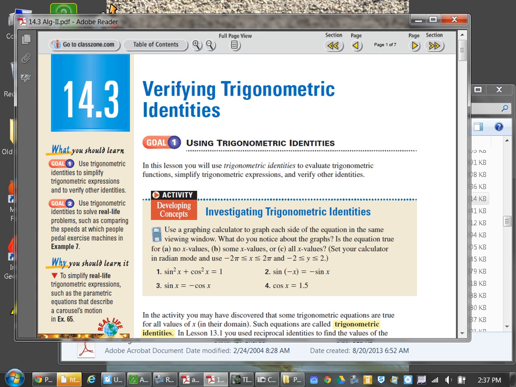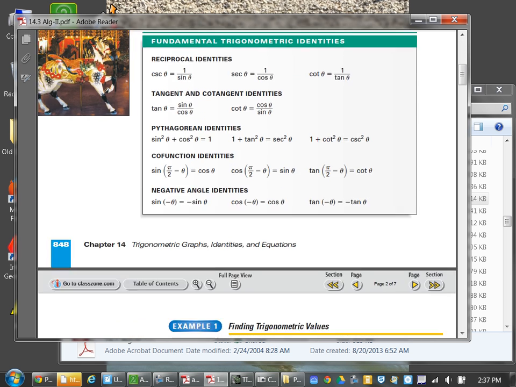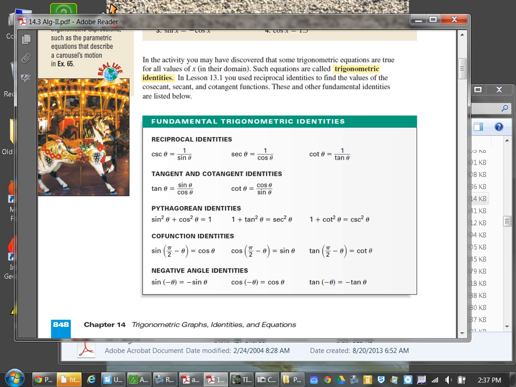I would still do it. And we only did Pythagorean identities, is really all. We didn't do any of the cofunctions or the negative angles. We didn't do any of those.